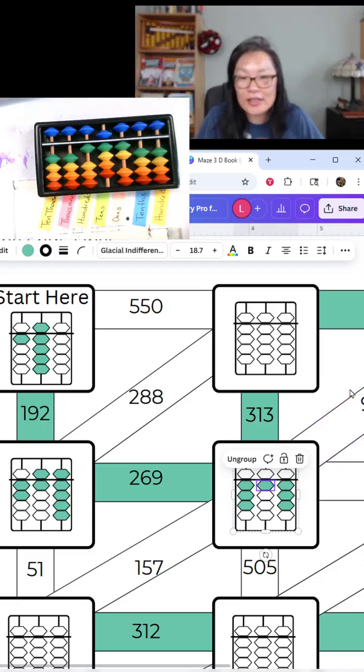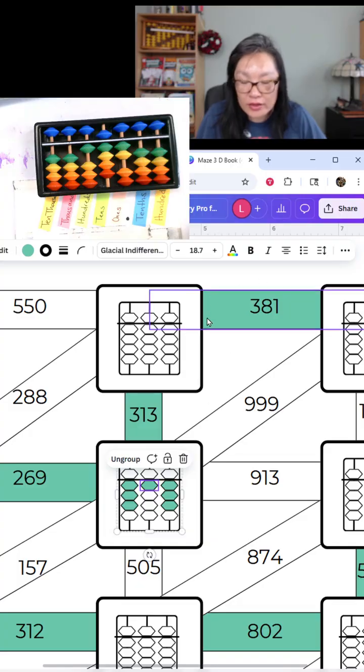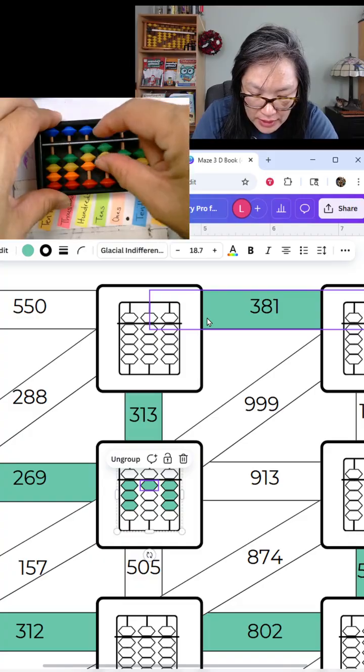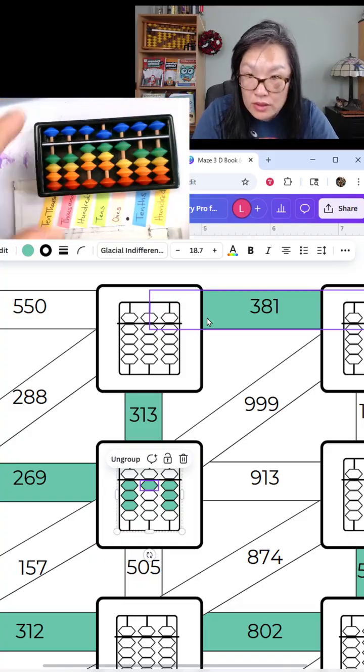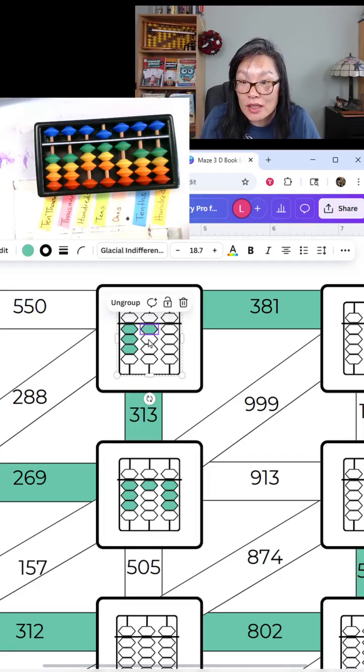Okay. So here we have 381. So I'll do 300. Oh, that's 381. So what I want to do is I want to color in this. And I'm giving you the answers to my book. These are the answers to the book.